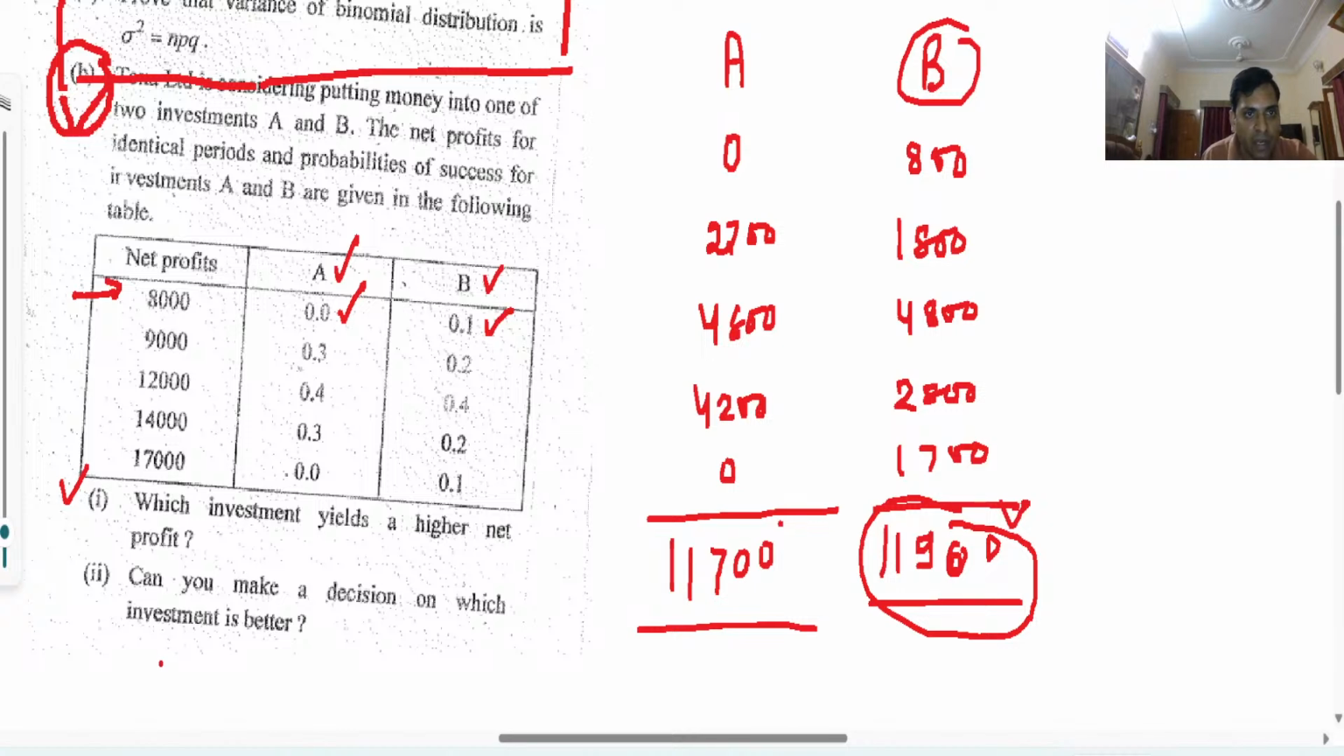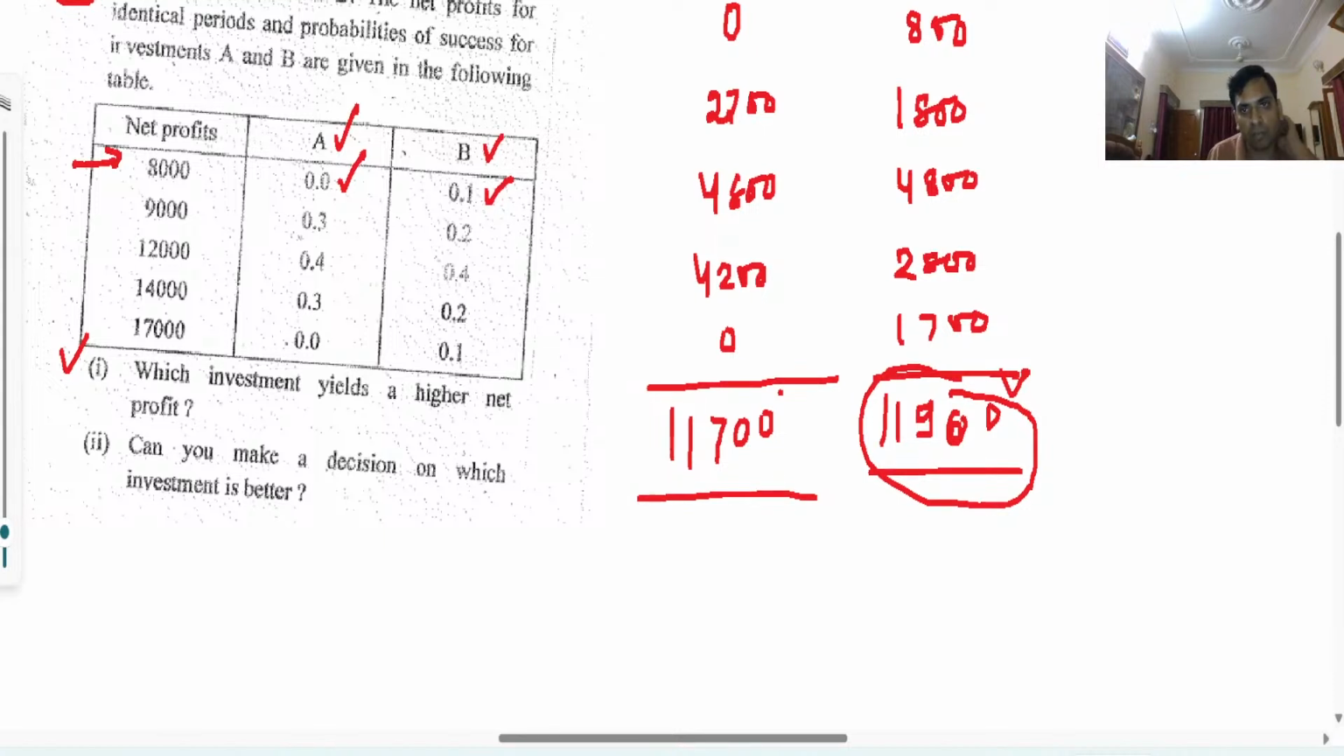Now the second part: can you make a decision on which investment is better? I gave one question in your midterm exam comparing two tube lights, Ajanta and Philips. In that situation, we first find the average of both. The average of the first investment A is considered as X bar, and you will find Y bar for the second also. You will consider this data as one set of individual data and this as the second set. First you will find summation X divided by N.